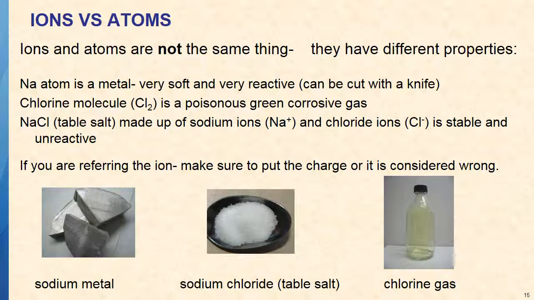However, if you take a sodium ion and a chloride ion and put them together, what you get is table salt. Table salt's very unreactive and very stable, and so you want to make sure that if you're referring to the ion, you write the charge as part of the ion. The element is the element and the ion has the charge.